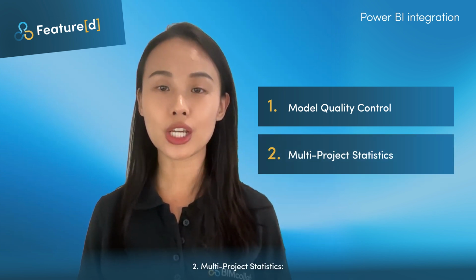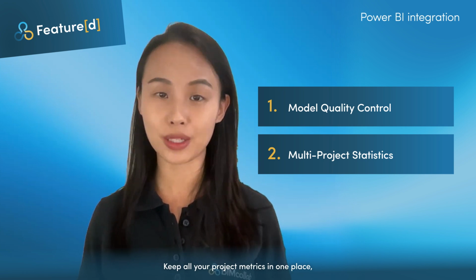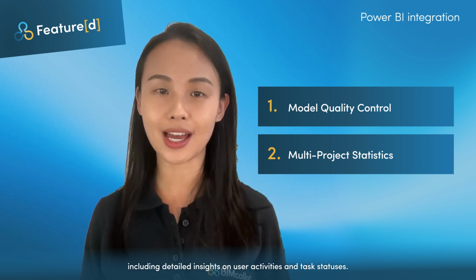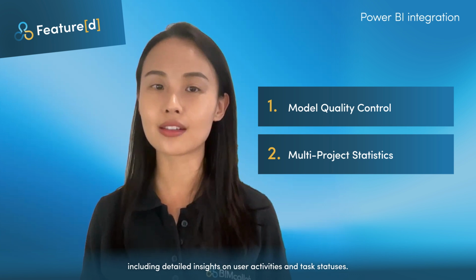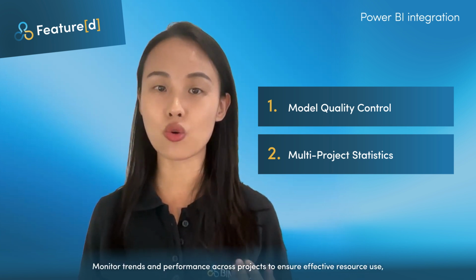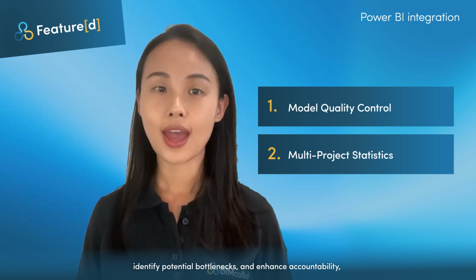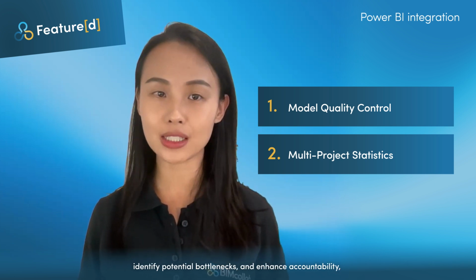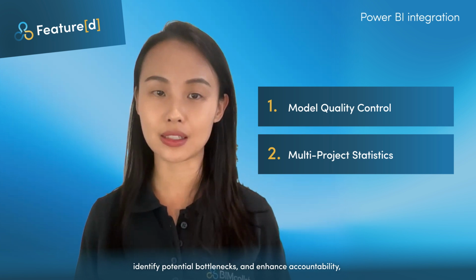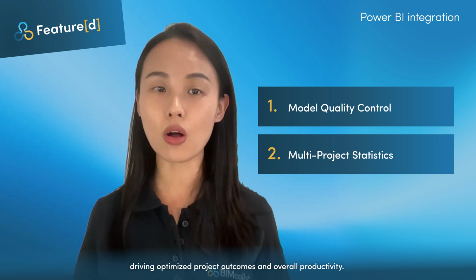Second, multi-project statistics. Keep all your project metrics in one place, including detailed insights on user activities and task status. Monitor trends and performance across projects to ensure effective resource use. Identify potential bottlenecks and enhance accountability, driving optimized project outcomes and overall productivity.